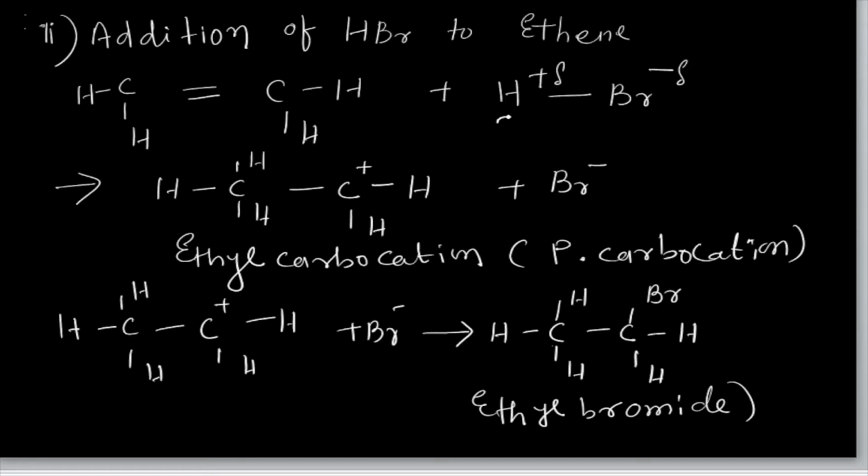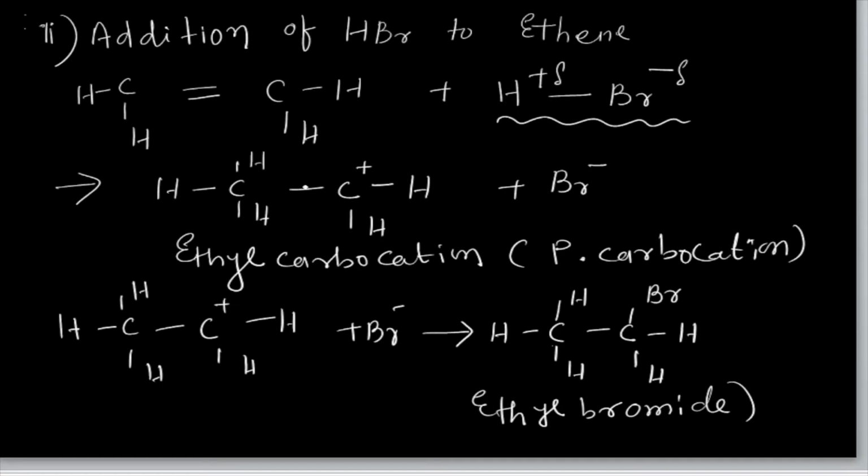When you are adding HBr, H is delta positive and Br is delta negative. What is the meaning? That means bromine is more electronegative than hydrogen. That is why H is delta positive. Delta means partial, and here delta negative. Here it acquires the positive charge. This is also called the primary carbocation, ethyl carbocation, plus Br minus, which is separated. Again, this ethyl carbocation takes Br, then it will attach here. Are you clear?